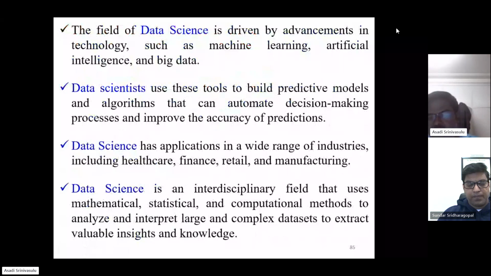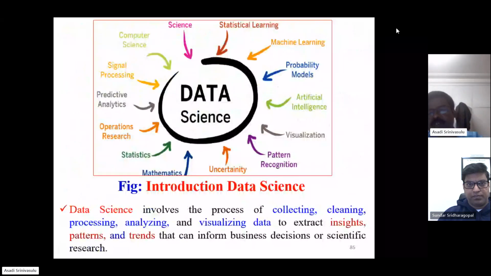So that's why data science is multidisciplinary and interdisciplinary. It uses mathematics, statistics, data structures, and computational methods, and we are interpreting large and complex data sets to extract valuable insights, meaningful data, and analytics and knowledge. If you see data science, it touches statistical learning, yes. Machine learning, yes. Probabilistic models we are using, artificial intelligence, intelligent behavior in a machine, and visualization, pattern recognition.